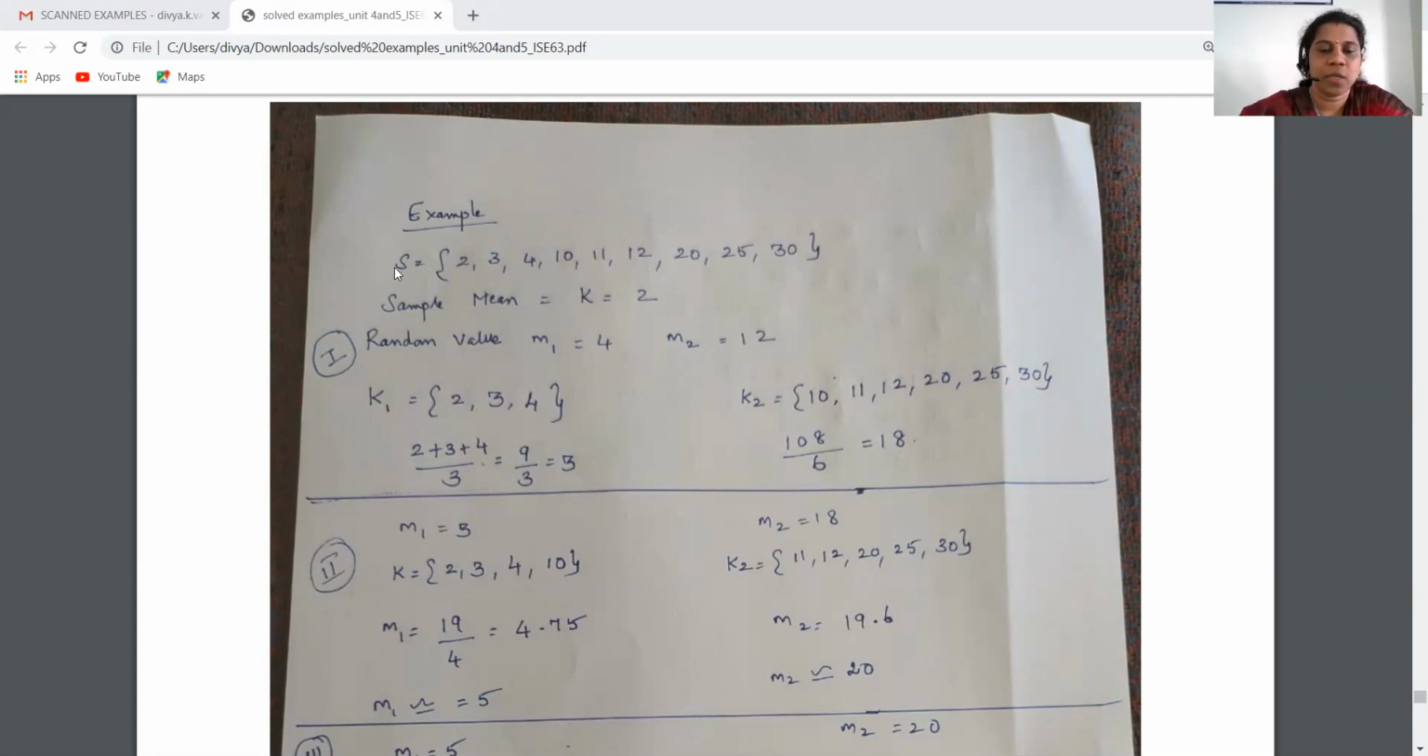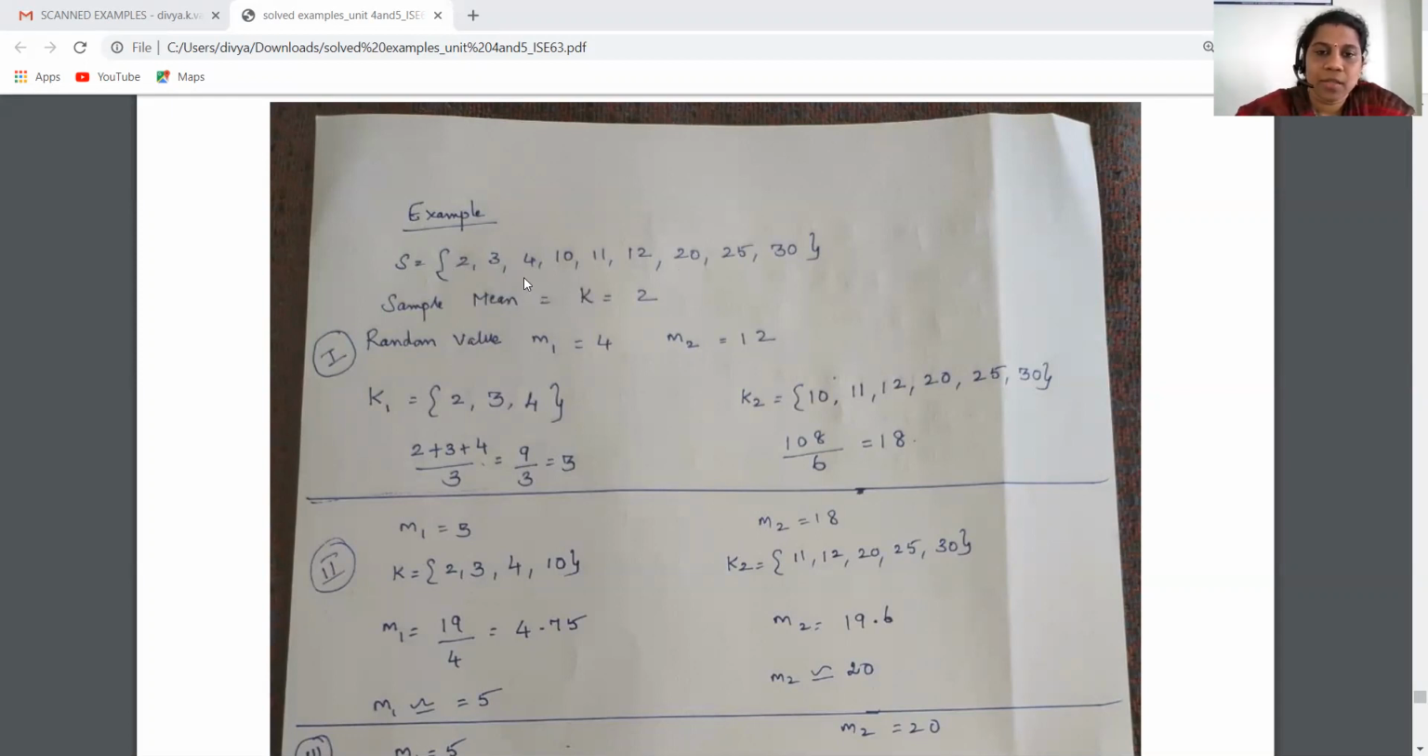You can see it is given as a set S. These are our training data: 2, 3, 4, 10, 11, 12, 20, 25 and 30. Now this data is given, and we are inputting k equal to 2. That means we are going to make two clusters among this set of numbers.